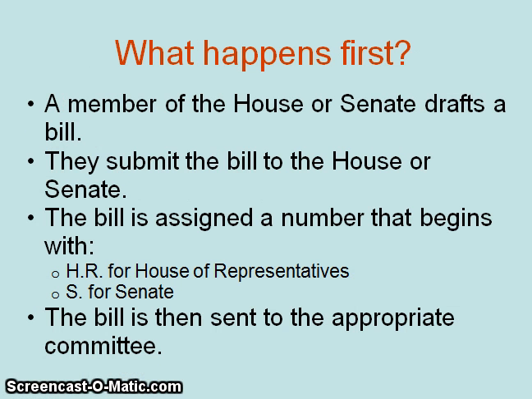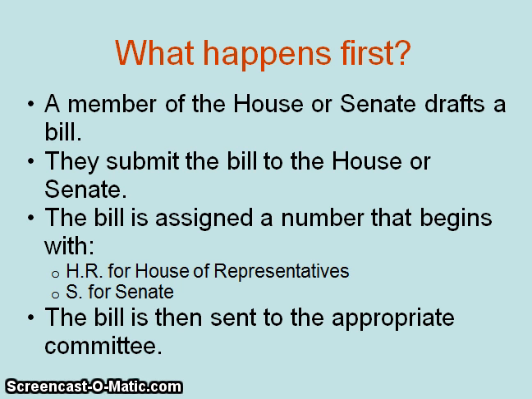So how does this process get started? We're going to start this illustration with the House of Representatives, but it also begins in a very similar manner in the Senate. Almost exactly the same, with a couple of differences that we'll talk about. So a member of the House of Representatives writes a bill, usually with the help of their staff and perhaps some interest groups. And they submit the bill to the House of Representatives.